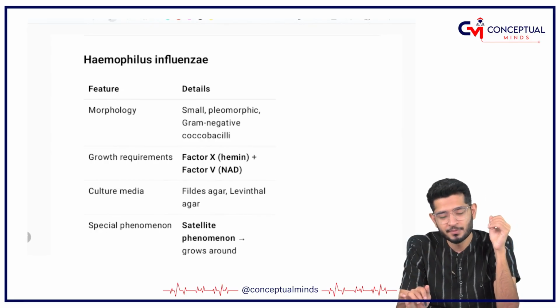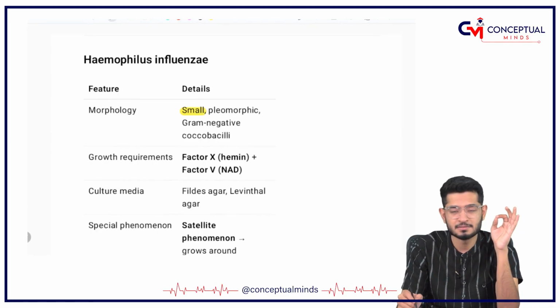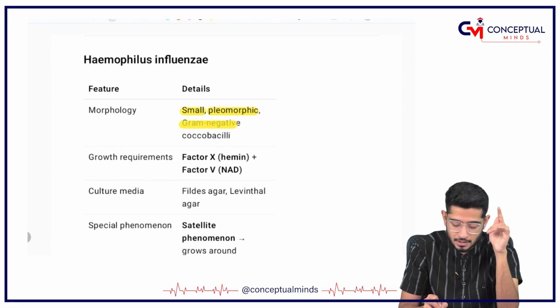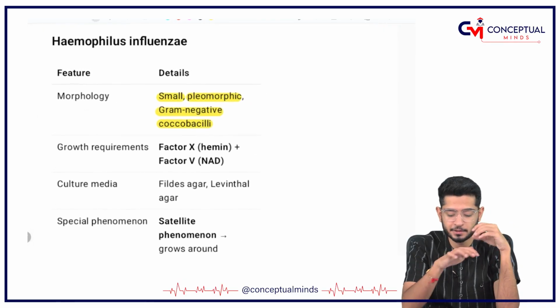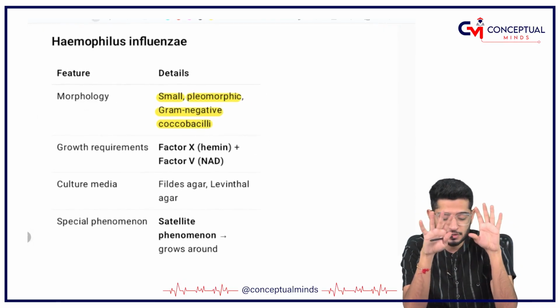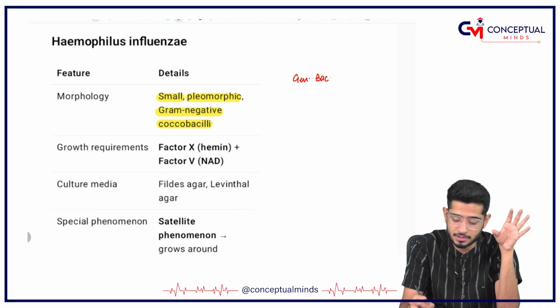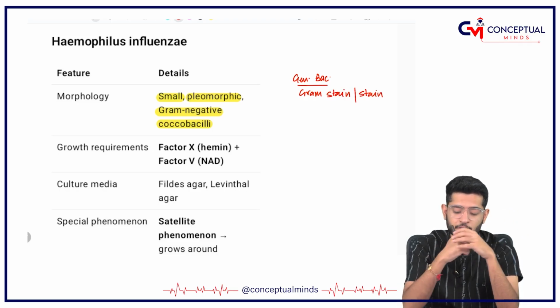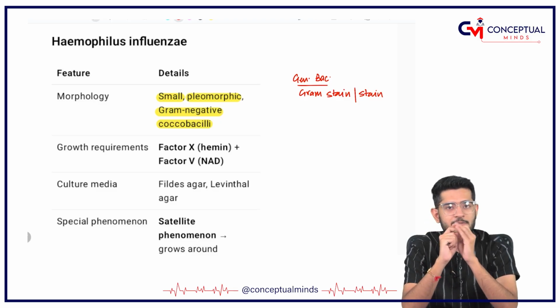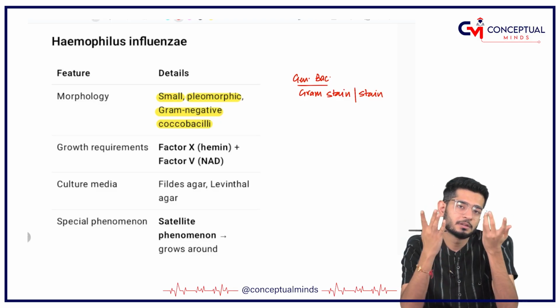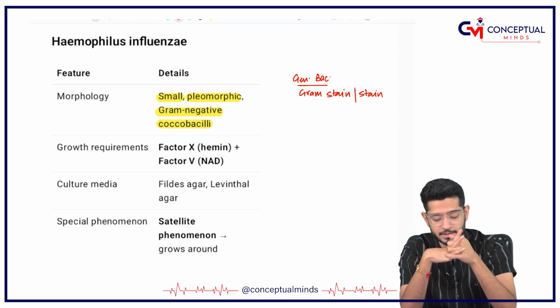Hemophilus influenzae is a small, pleomorphic organism, which is a gram-negative coccobacilli. These details I have discussed with you in the general bacteriology lecture, where we discussed gram staining in the stain class. So these are small, pleomorphic organisms, gram-negative coccobacilli.